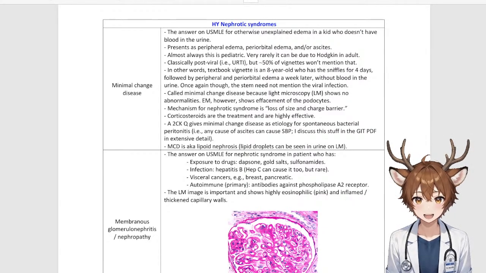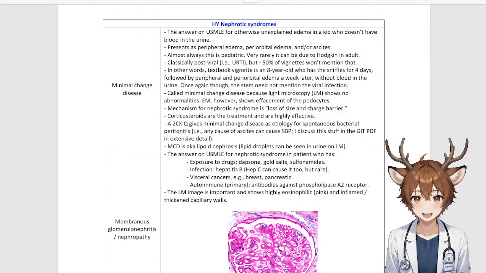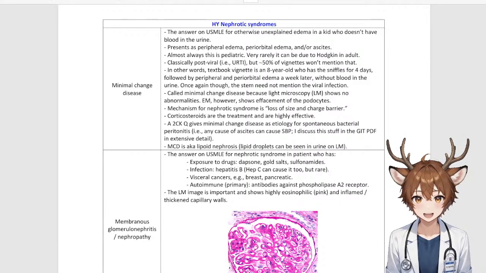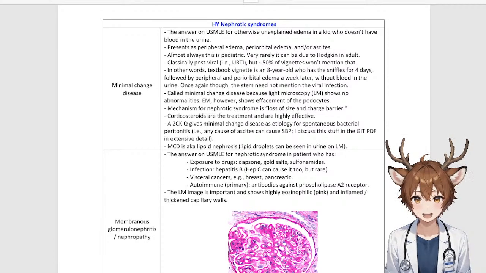High-yield nephrotic syndromes. Minimal change disease. The answer on USMLE for otherwise unexplained edema in a kid who does not have blood in the urine. Presents as peripheral edema, periorbital edema, and/or ascites. Almost always this is pediatric. Very rarely can it be due to Hodgkin in an adult.